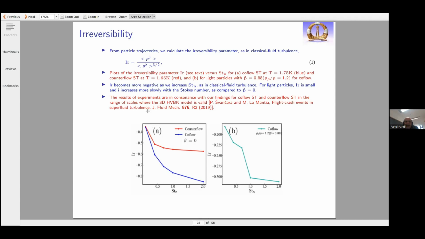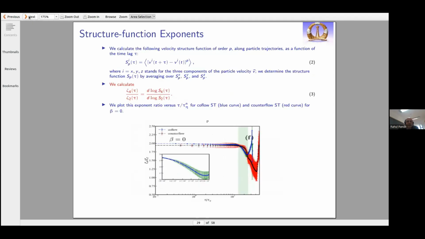And I'm also happy to note that here the experiments have actually been done by the group in Prague. And basically our results are in consonance with their findings, except in some region which they say cannot be described by an HVBK model. So over the regime where the HVBK model holds, we are in consonance with their results. Okay, so this is the first introduction to irreversibility. Please remember it because I will use it in the third part of my talk.